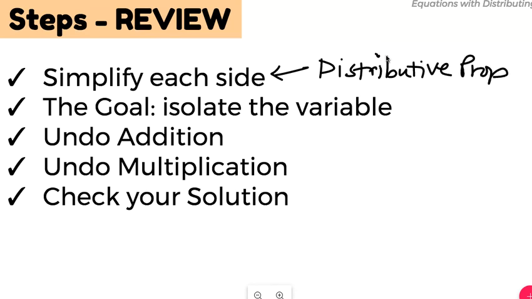Okay, so that gets handled in this section, as well as the additive inverse, doing our add the opposite, any combining like terms, anything like that happens during the simplify step. Remember, our goal is to isolate the variable, get that variable by itself. Then we undo addition, undo multiplication, and check our solution.